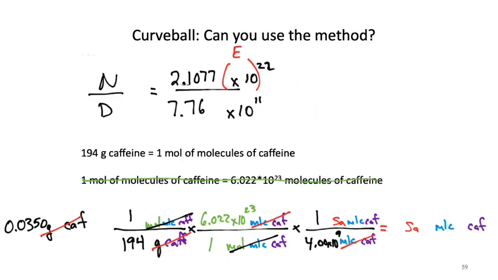I'll tell you what I would do is a little bit different. I would take 2.1077 over 7.76 times 10 to the 22nd times 10 to the negative 11th. First, I shifted that power of 10 up into the numerator by doing the negative. As soon as they're next to each other like that, I can simplify further. Now what I enter into the calculator is 2.1077 divided by 7.76 times 10 to the 11th.